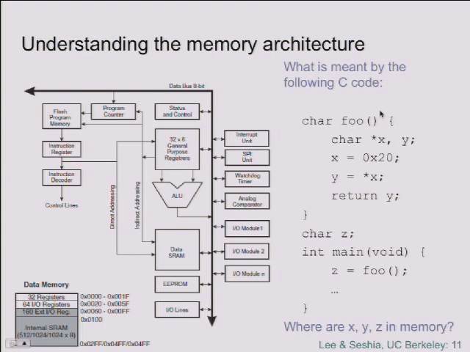Now at the top level of my program, I declare a char z, and then I have my main program that simply calls foo. So the question is, where are x, y, and z in memory here? Yeah. In the stack? 2 of them are on the stack.